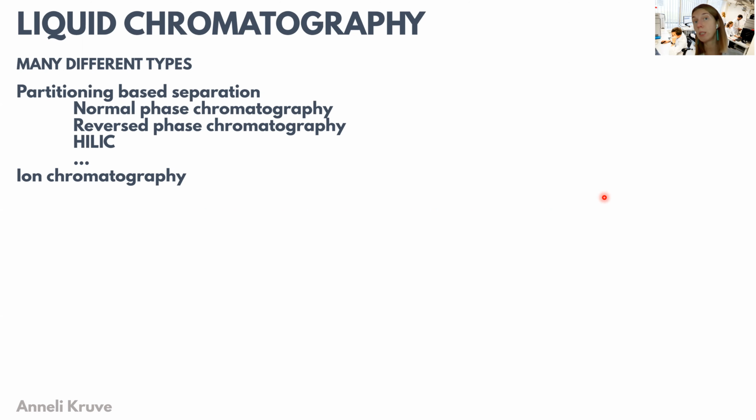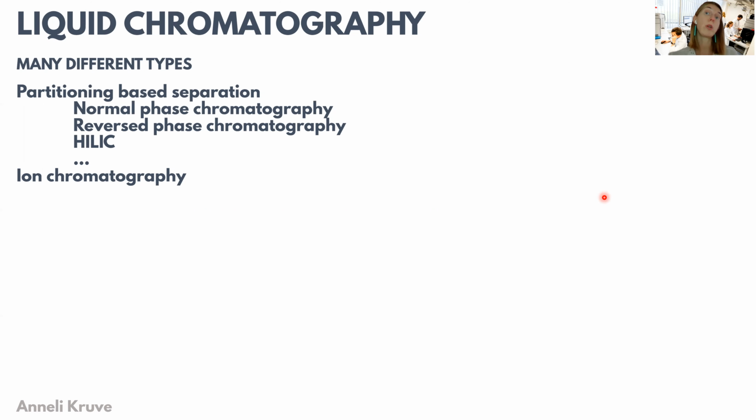But there are also many other types of liquid chromatography. For example, size exclusion chromatography falls under liquid chromatography, as well as, for example, ion pair chromatography, which is kind of a combination of reverse phase chromatography and ion chromatography. So there are many different types. We could say that roughly 90%, if not more, of the analytical chromatographies are actually reverse phase chromatography.